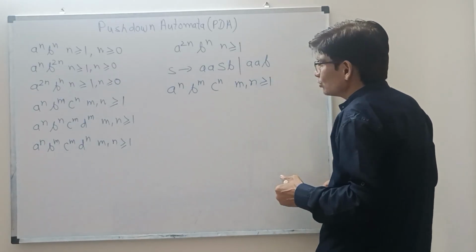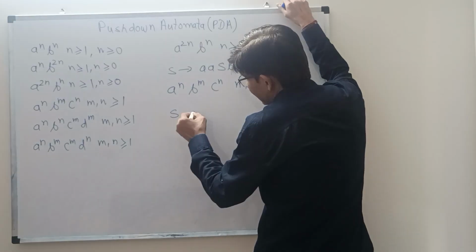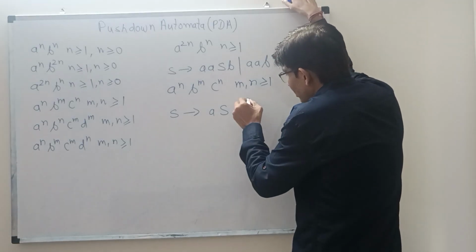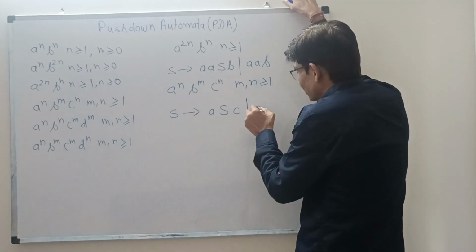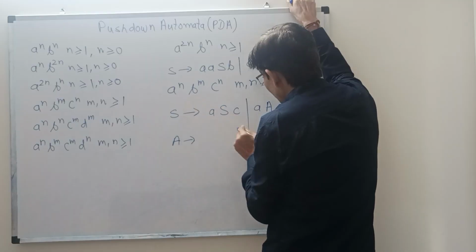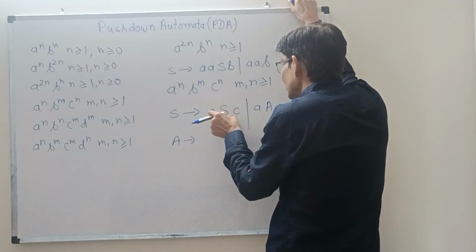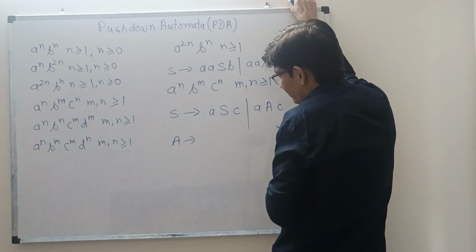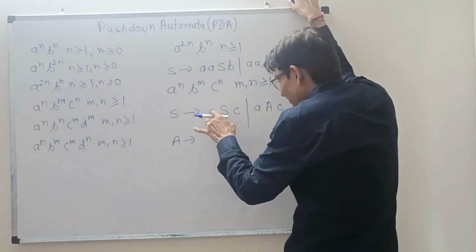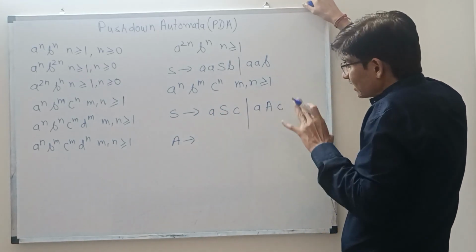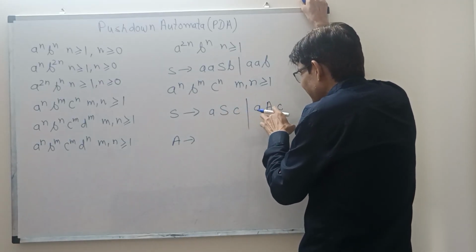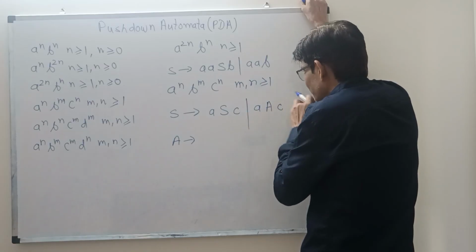So I can use it like this. S gives aSc. Now one more production is possible, ac. This is also possible. Now, through this, we can have any number of a and c together. The same number of a would be there and the same number of c would be there, as long as we are using this production only. Now, we can create b from this production.